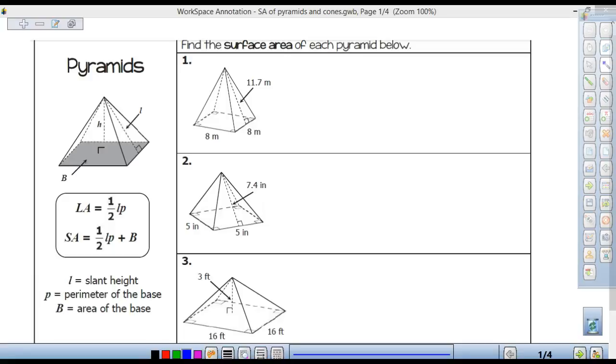All right, so the biggest thing about pyramids and cones is that instead of using the height, we use something called the slant height.